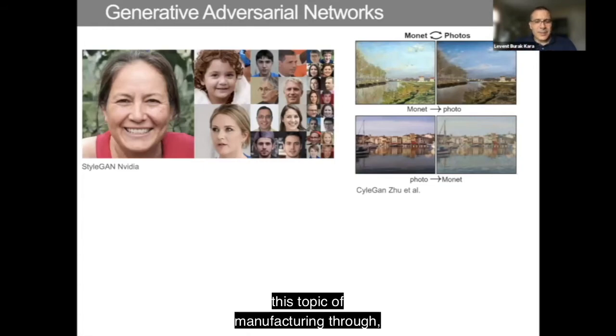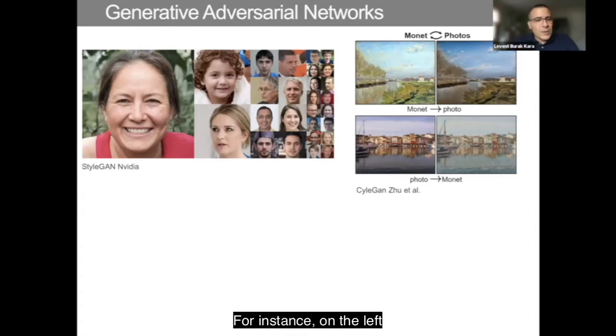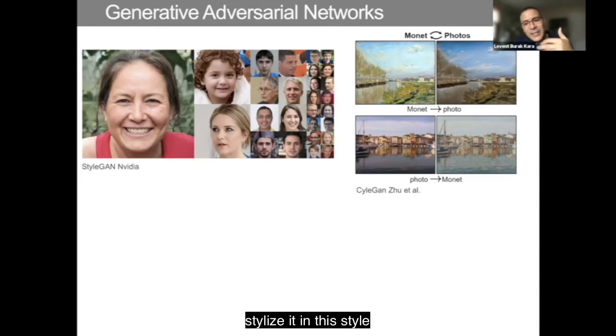Next, related to this topic of manufacturing through or designing through machine learning, I want to bring something that I think many of you are familiar with, which is the deep fake idea, right? So people are using very impressive neural approaches to generate new content. For instance, on the left is a paper by NVIDIA in which they create synthetic human faces. So the human faces that you see here are not real. So these are generated by a computer. Likewise, on the right is a system that can take a painting from famous painters, turn it into a photograph, or take a photo and stylize it in the style of a particular painter, for instance.